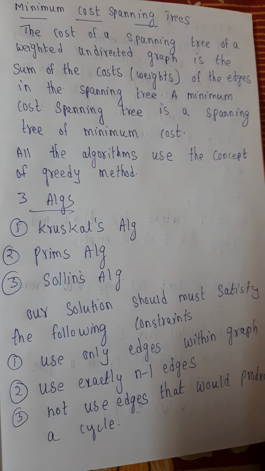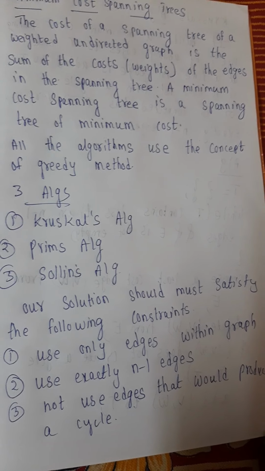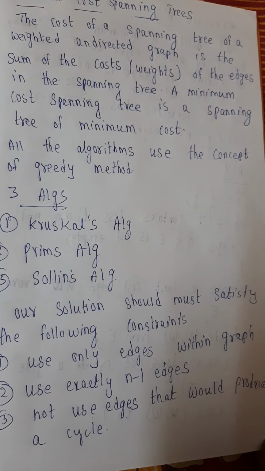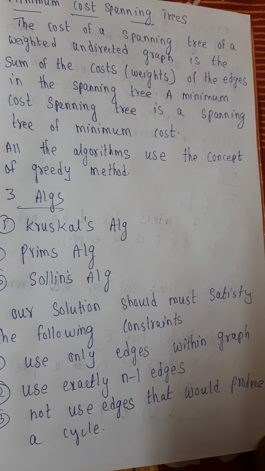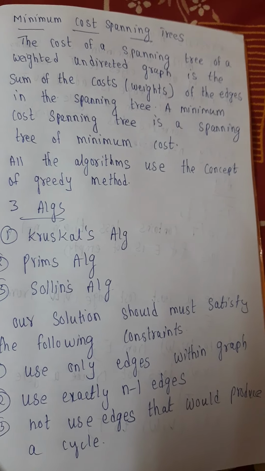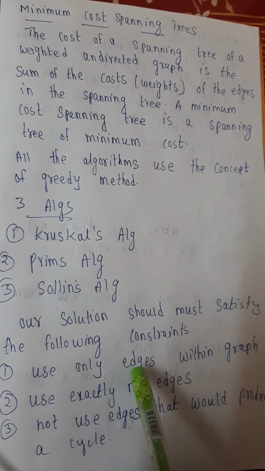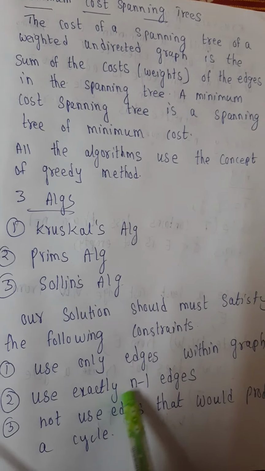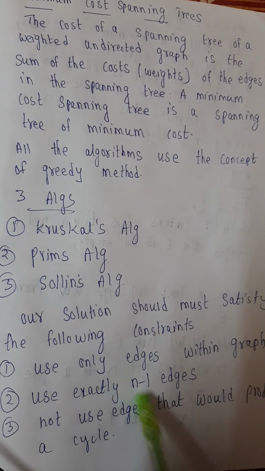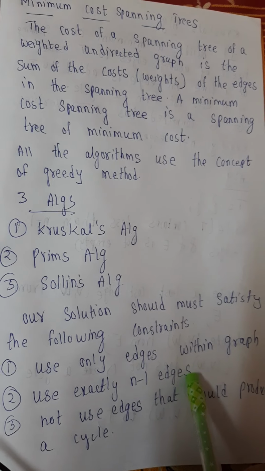Now whatever minimum spanning tree you calculate should satisfy the following conditions. We have to use only the edges of the graph. We should not create a new edge. Whatever edges you have in the graph, the same edges only we have to use. That is one condition. And we should have exactly n minus 1 edges. We should not have more than n minus 1 or fewer than n minus 1 edges. That is the second property.